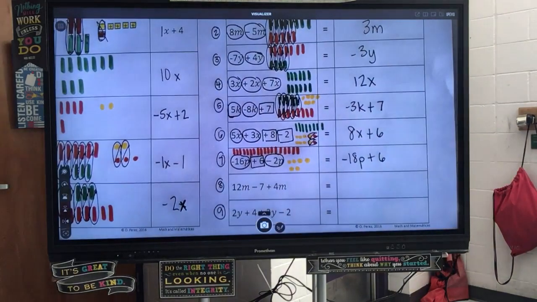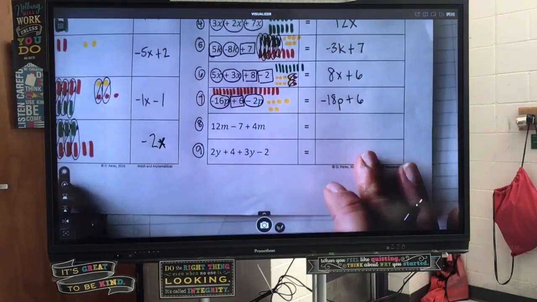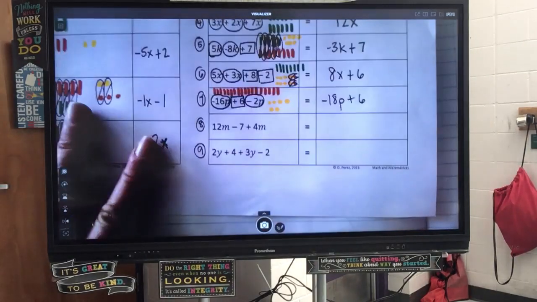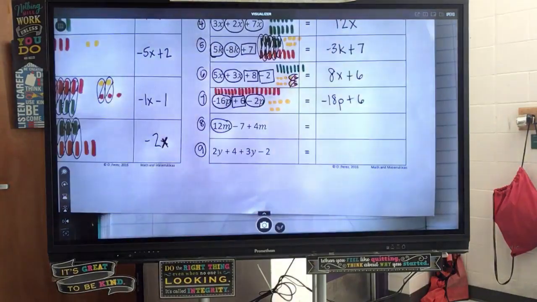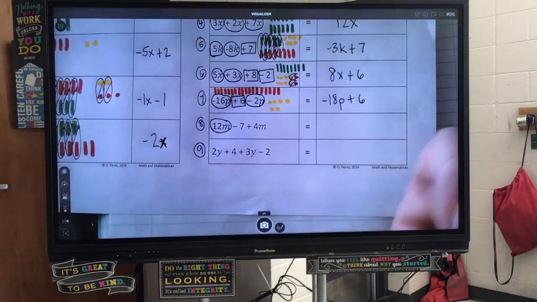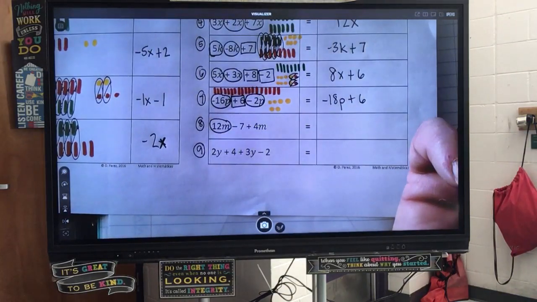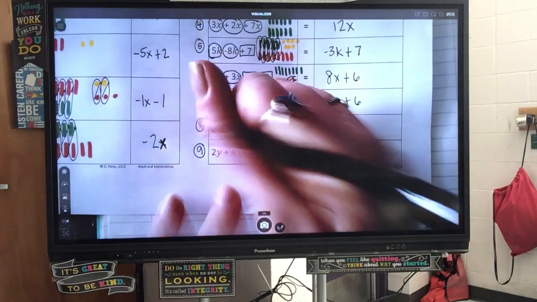All right, number 8, we have 12m minus 7 plus 4m. What can I combine here? Leo, you can combine 12m and 4m. We just talked about this. What is 4? Yes. All right, and then our negative 7 is by itself.